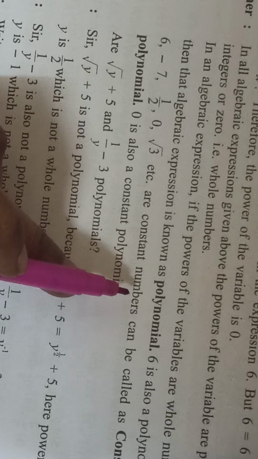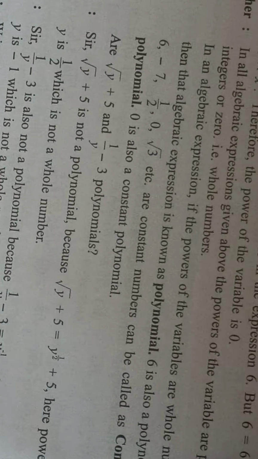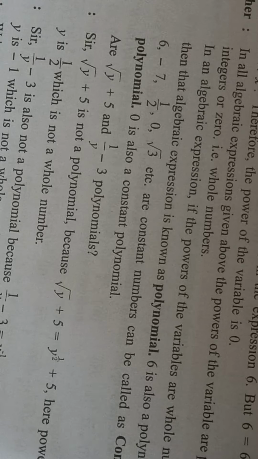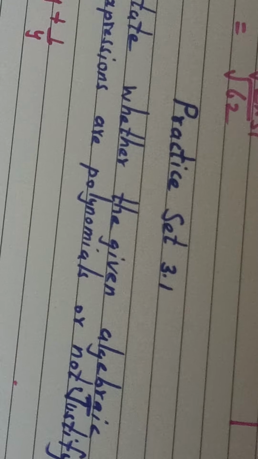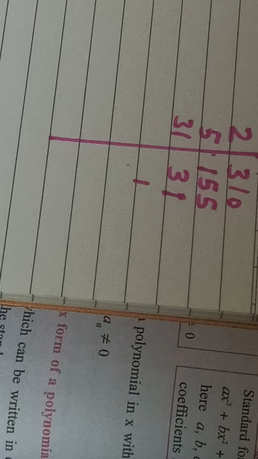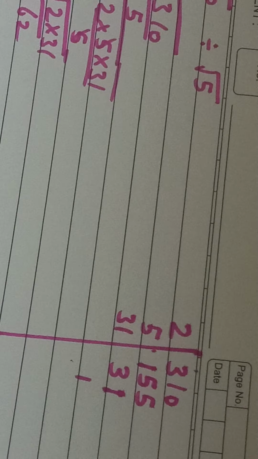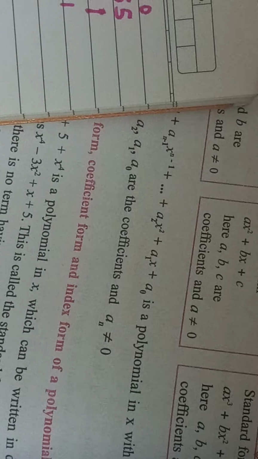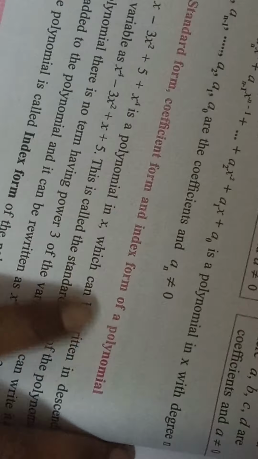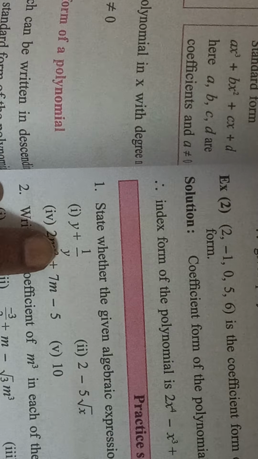And I hope you know the meaning of whole numbers. Which is the smallest whole number? 0. 0, 1, 2, 3, they are all whole numbers. So if the powers of the variable are whole numbers, then the given algebraic expression can be called a polynomial. Now if you see the first example asked here, y plus 1 by y.